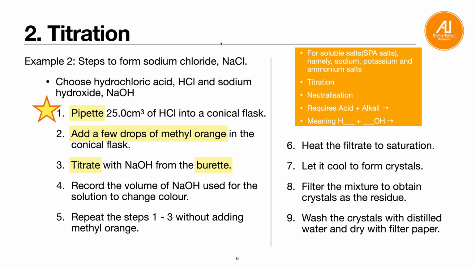So what's the overall equation? HCl (aq) plus NaOH (aq) give you NaCl (aq) plus H2O (l). So this one is a neutralization. Acid plus alkali give you salt and water.